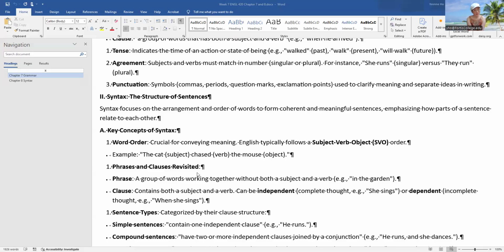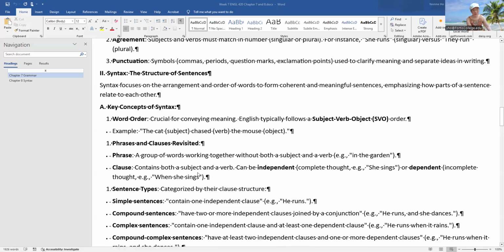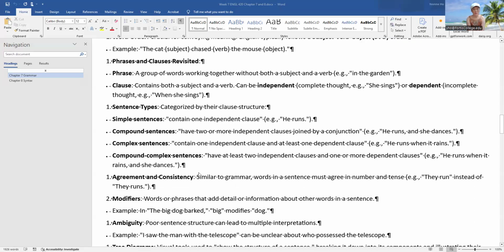Phrases and clauses revisited. Phrase, a group of words working together without a subject and a verb. A clause can be either independent, that is a complete thought, like she sings, or dependent, an incomplete thought, like when she sings. Sentence types. A simple sentence contains one independent clause, he runs. Compound sentences have two or more independent clauses joined by a conjunction, he runs and she dances. Complex sentences contain one independent clause and at least one dependent clause. He runs when it rains.